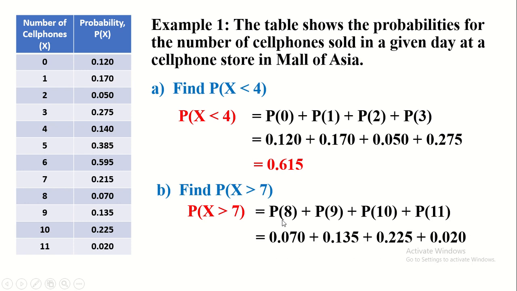So let us substitute. Probability of 8, that is 0.070. Ito po siya. Probability of 9, that is 0.135. Probability of 10, that is 0.225. And probability of 11, that is 0.020. After substituting, i-add natin siya. So the probability of X that is greater than 7 or mas mataas kay 7 is equal to 0.450.